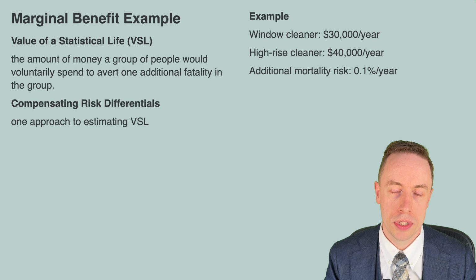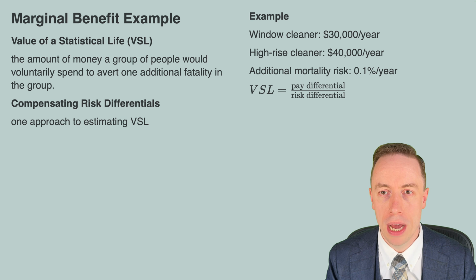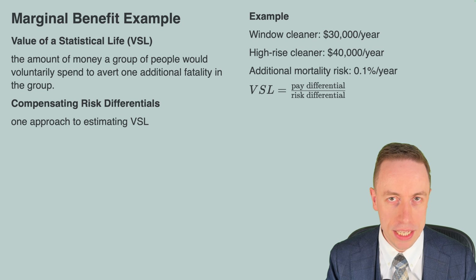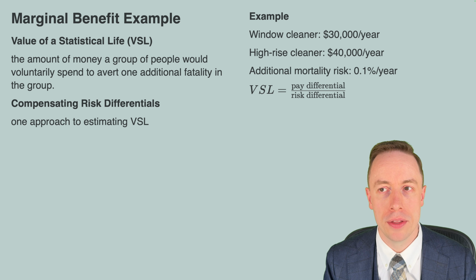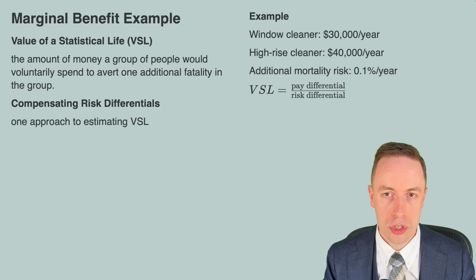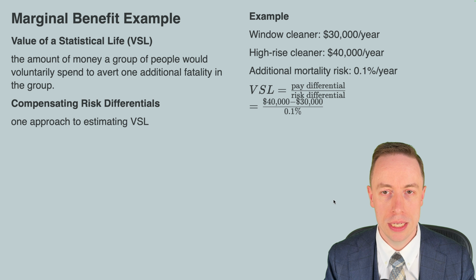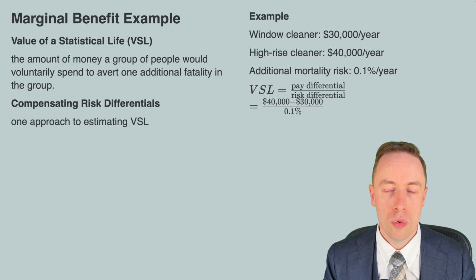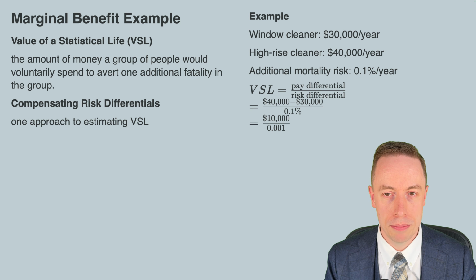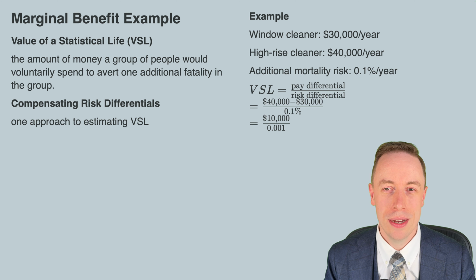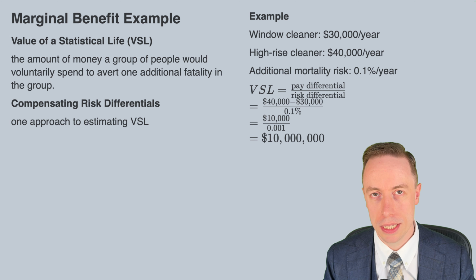So the idea of a value of a statistical life then becomes a very simple math formula. We take the pay differential and divide it by the risk differential. So we look at our two jobs. Pay differential is $10,000. We look at our additional mortality risk, 0.1%. Let's express that as a decimal so that we don't end up making an embarrassing mistake about how the division works. And we find $10,000 divided by 0.001 is, of course, $10 million.